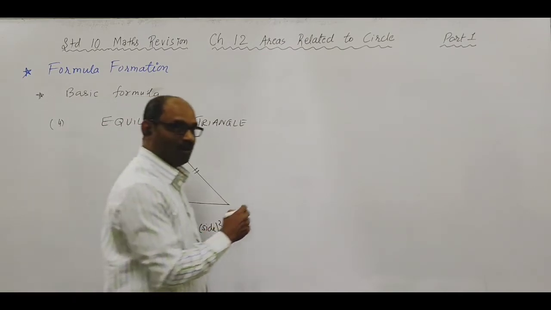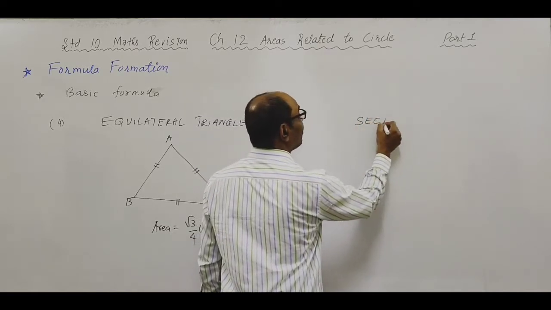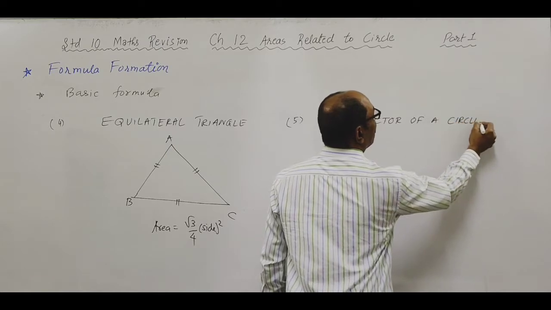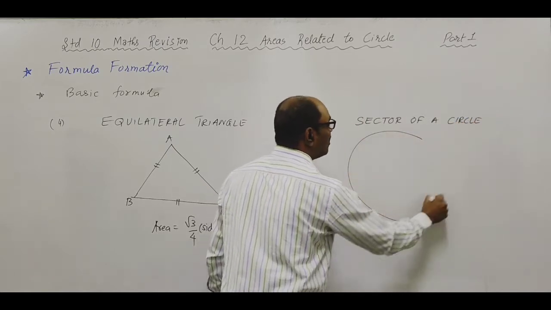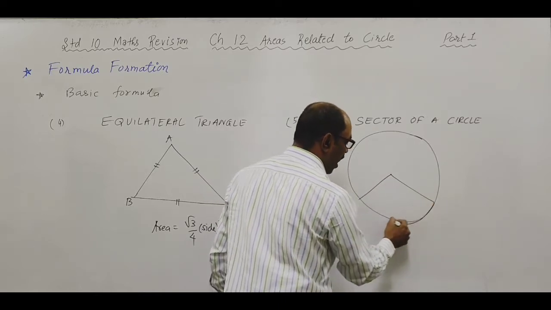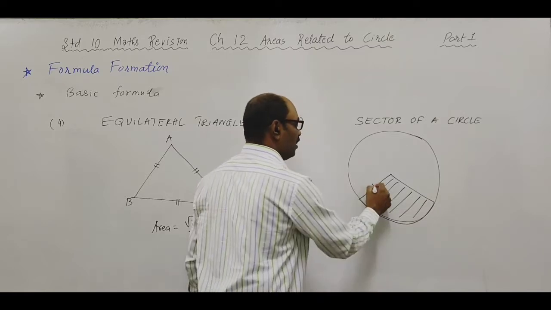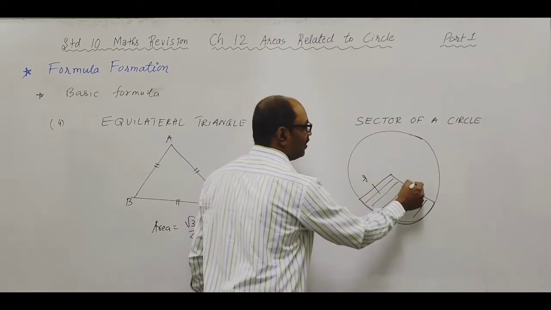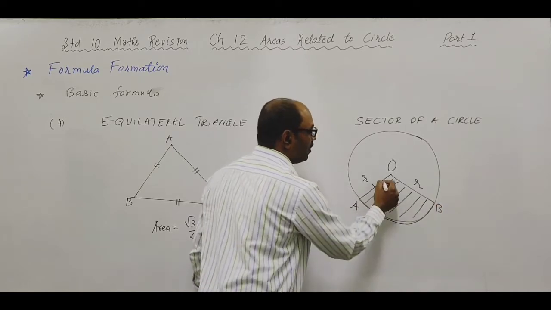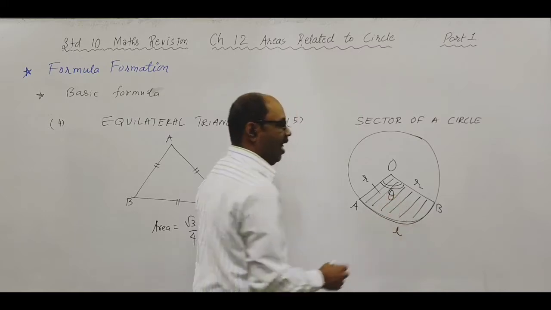And next, very important for us, for this chapter, that is sector of a circle. एक circle का sector. So I'll draw a circle, its center and the two radii and corresponding arc. This is sector. Now, with respect to sector, this is radius. This is radius. Let's say this is center O and this is arc A. This angle is theta and this length of the arc is L.